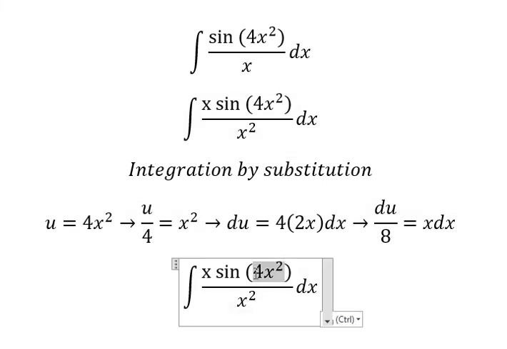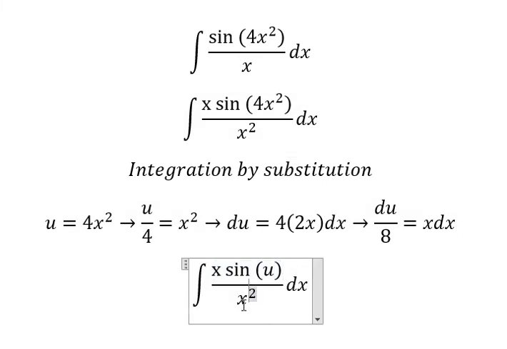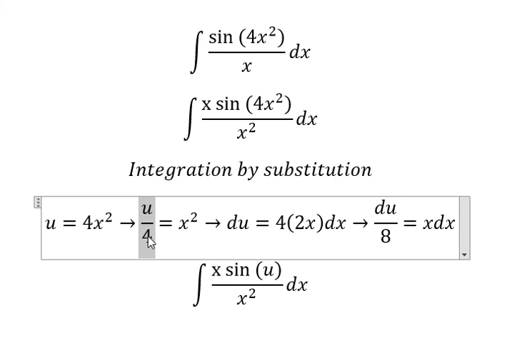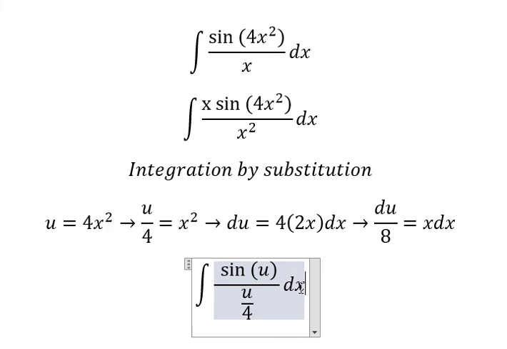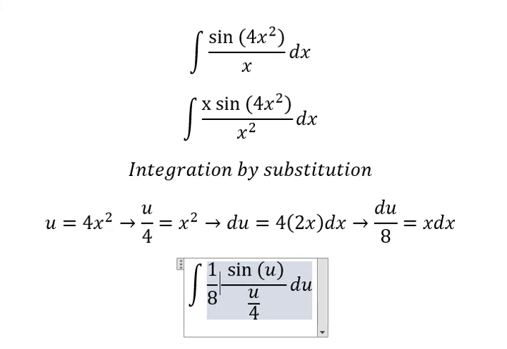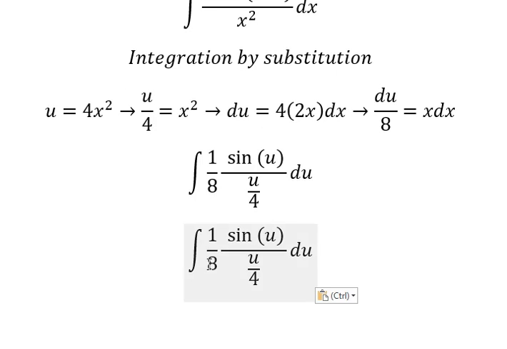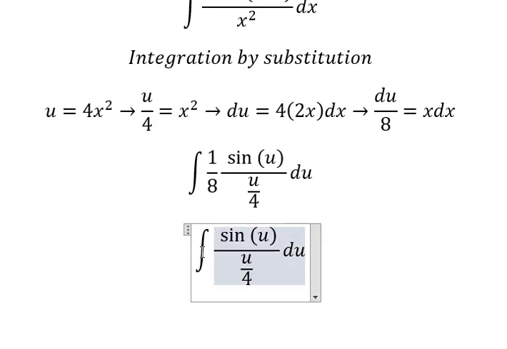So this one we change by u. S squared we change by this one. S ds we change by this one. So number 8 divided by number 4, so we have number 2.